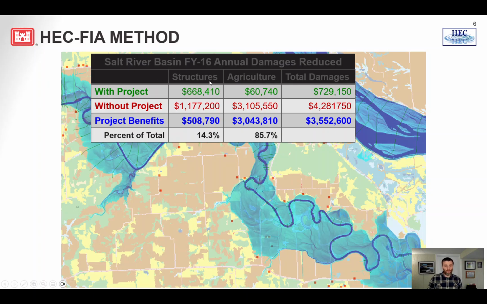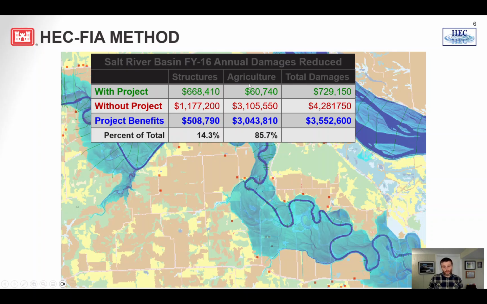So you can see that this table will have structure damages for an event, for example. So you can see with project, there's this structure damage component. Without project, here's your structure damage component. And then you just basically, this is obviously the old language, project benefits, but it's flood damage reduced. You just do simple math. This minus this equals flood damage reduced on structures.